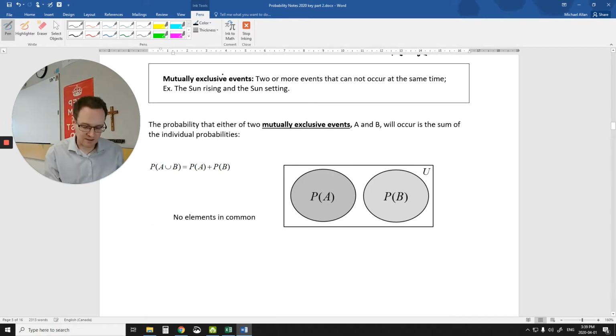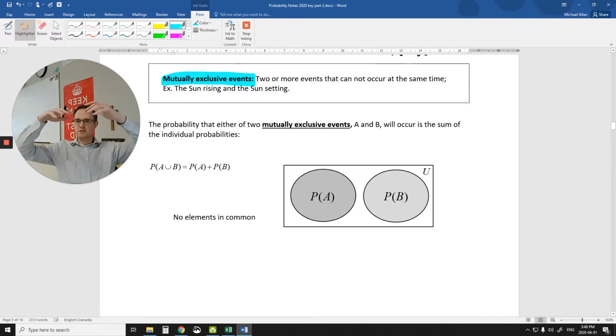So let's talk about the next part of this. That was just a review. Let's talk about the next part. So what the very top says is mutually exclusive events. So we're going to do probability of these things. What a mutually exclusive event is, is when you have 2 or more events that cannot occur at the same time. And to give an example here, if you're standing in one spot, you're only going to see the sun rise and not set at the same time. So these are mutually exclusive events.